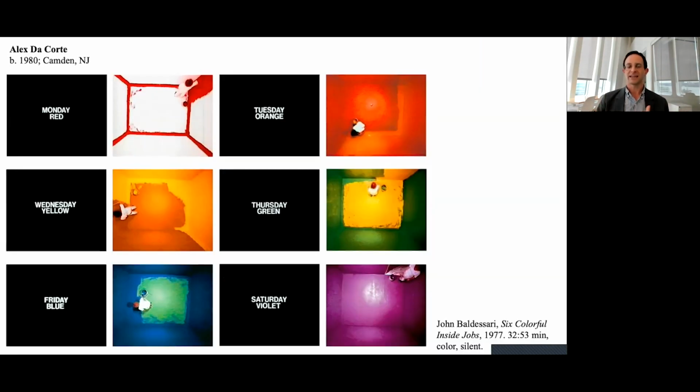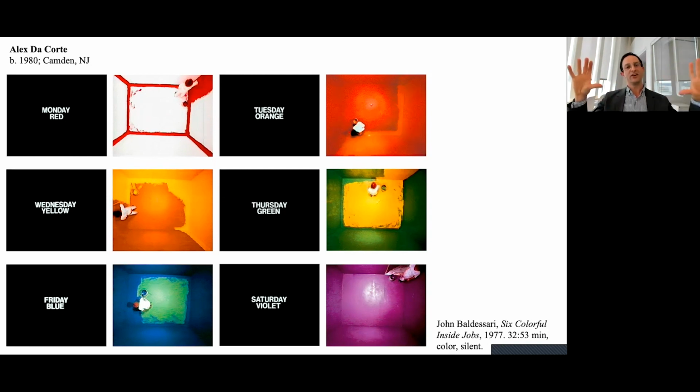The kind of evolution of the colors of this painting, Alex de Corte has cited to this work by John Baldessari, which is called 6 Colorful Inside Jobs. The work is a film in which you are looking from an aerial view into a room where one of Baldessari's students comes in every day and paints this room a different color in the color spectrum. And those days are condensed into 5 minutes. So it's this time-lapse video where you watch as this film shows you color evolve through this space.